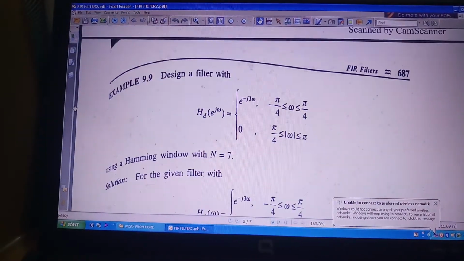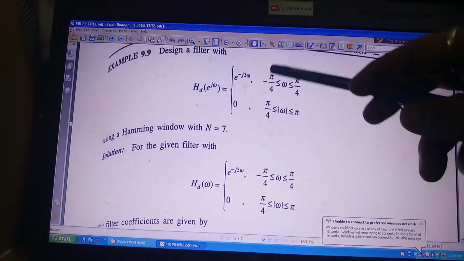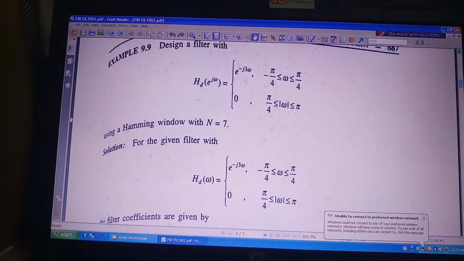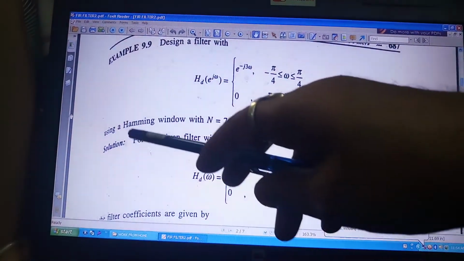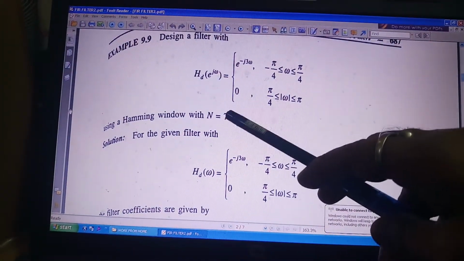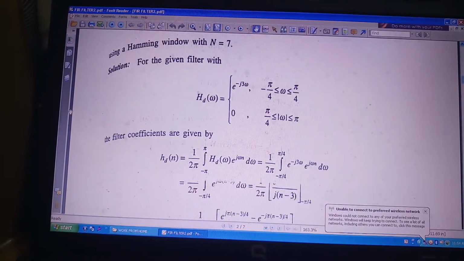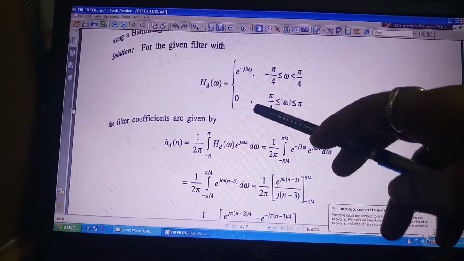Now let me get to a problem. Design a FIR filter having this filter specification. From the specification you can understand that this is nothing but a low pass filter, and we use the Hamming window technique with the total number of samples equal to 7. So the filter specification is given with this.